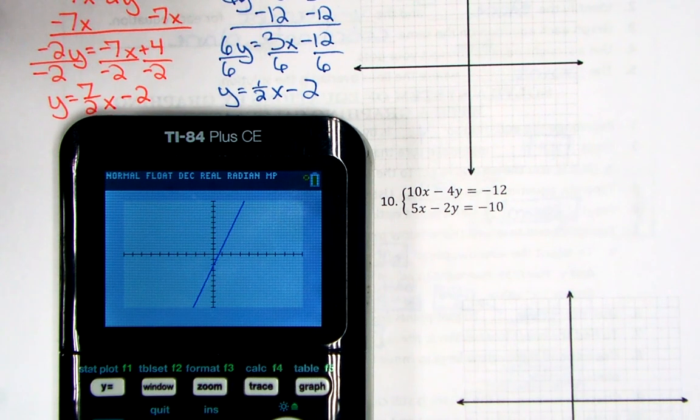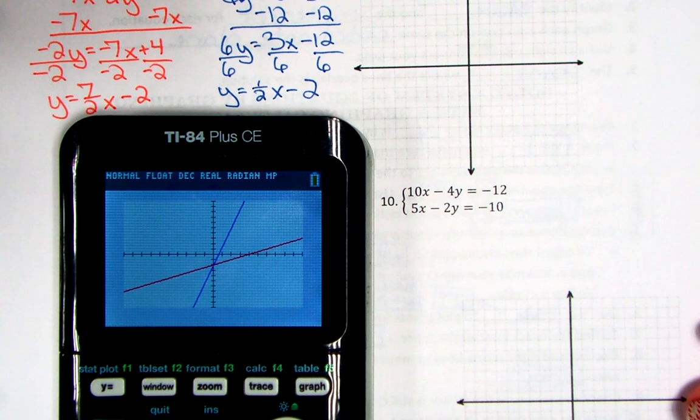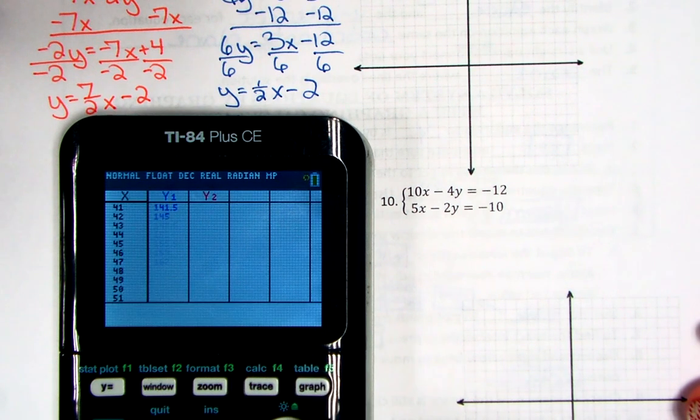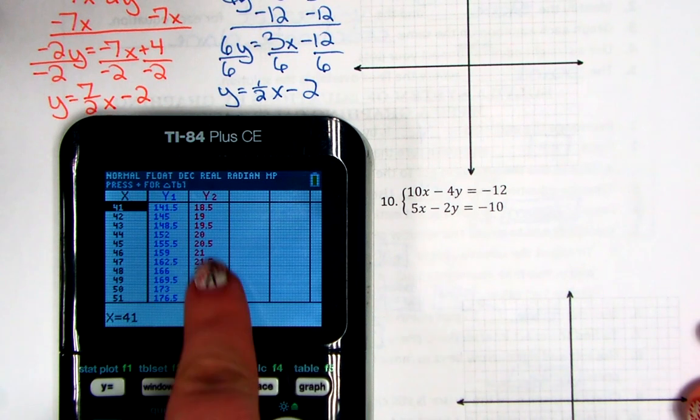Please do not just look at this graph and estimate where it is. We do need individual plotted true points. So it looks like my window is doing okay. So we'll press second and then the graph button, which is the table. And here we can see all sorts of points on our table.